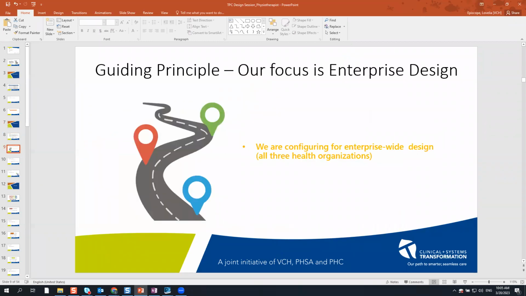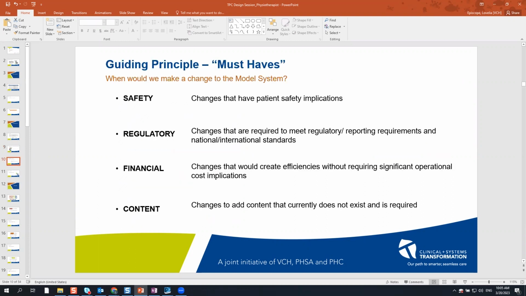Our design approach is centered around the guiding principle of enterprise design. So you'll hear that word a lot. This essentially just entails configuring the system to effectively incorporate all of the health organizations and standardize the processes. So the must-haves essentially for enterprise design is guided by this. Specifically, changes to the system are only implemented when the following 4 factors have been taken into account, such as safety, regulatory, financial, and content.